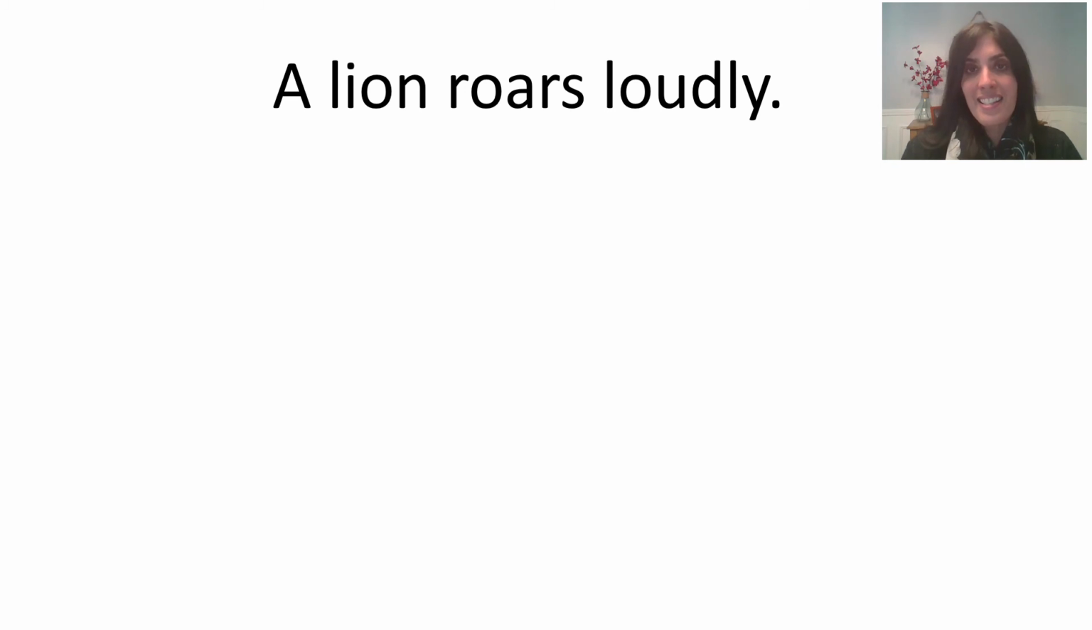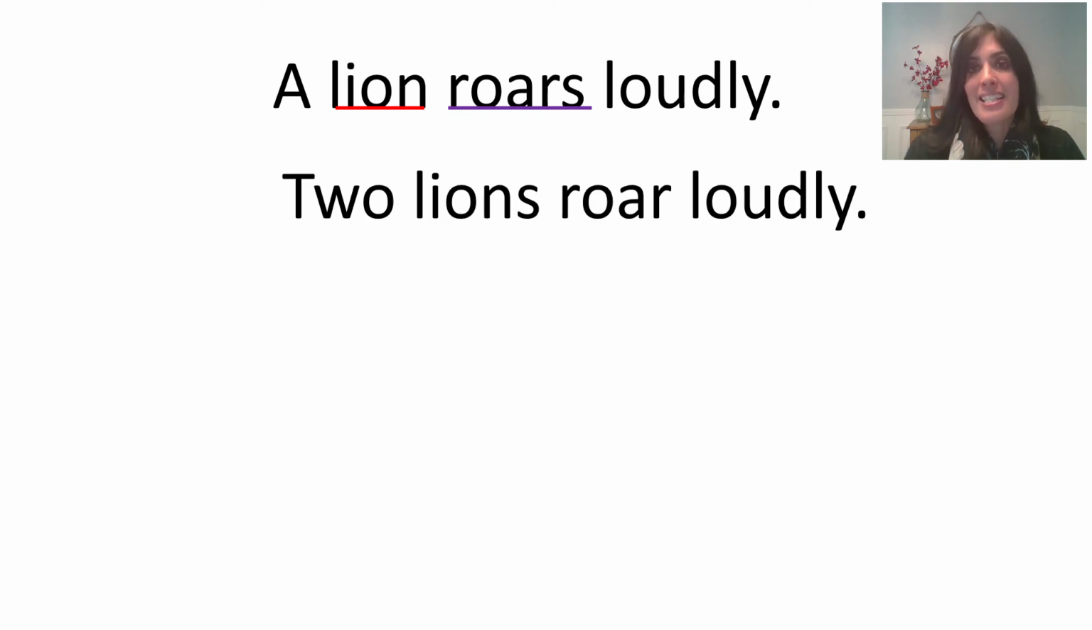Listen to this sentence. It reads, "A lion roars loudly." What is the noun in this sentence? Did you say lion? Yes, you're right. What is the verb? Yes, roars. Now listen to the next sentence.